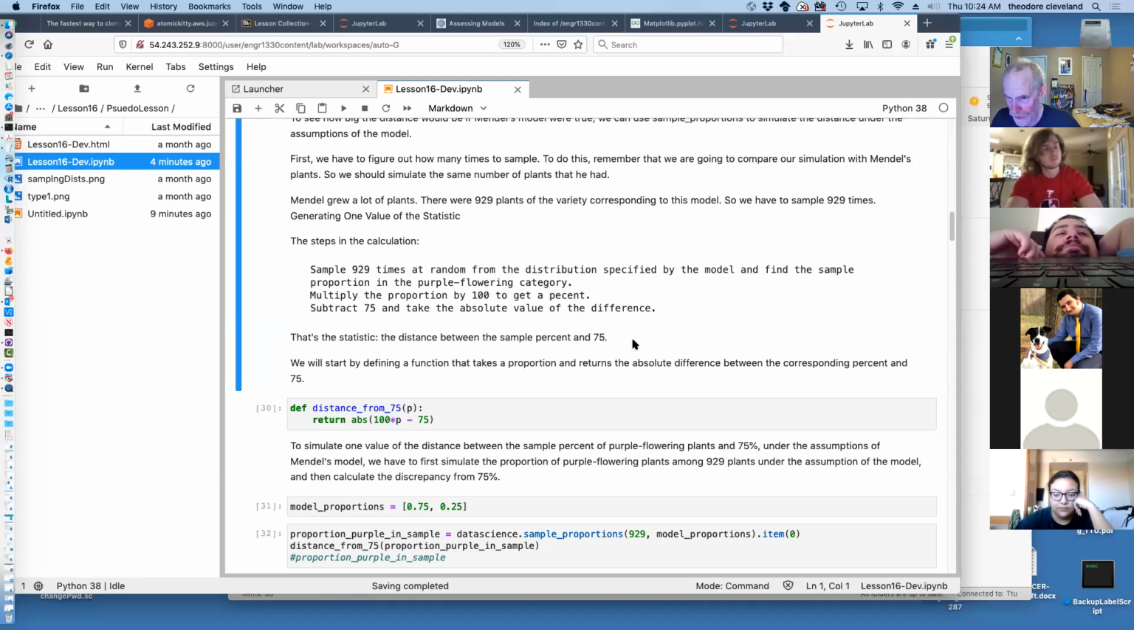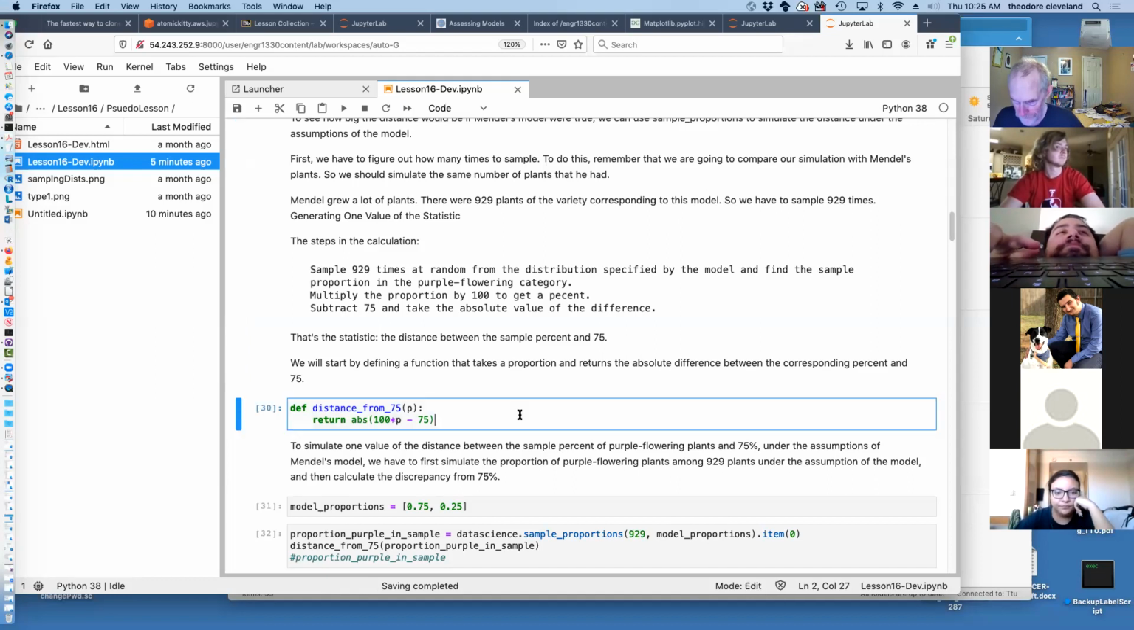We're going to do 929 random samples from the distribution specified by the model. So we have a data model already. Our data model is that a plant will produce a purple flower 75% of the time and a white flower 25% of the time. So we can simulate as many plants as we want. And we'll do that 929 times. And then we're going to compare the results of our data model to the actual observations. And then we'll assess whether the model did a good job or a crummy job.